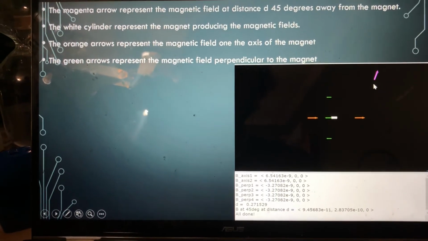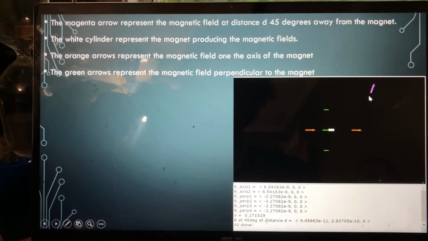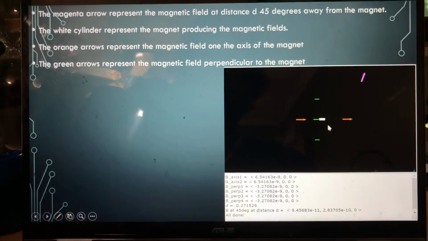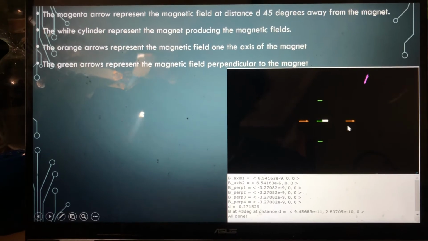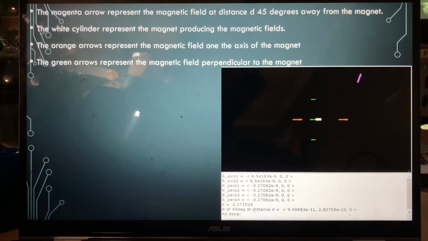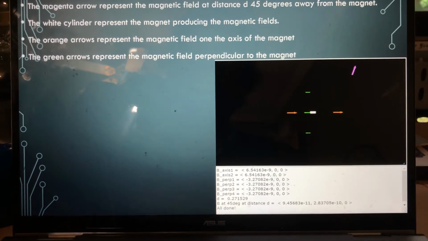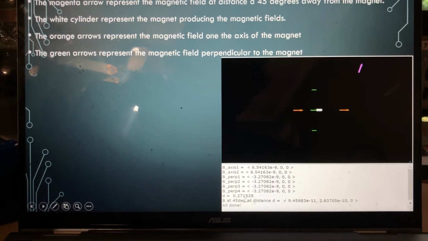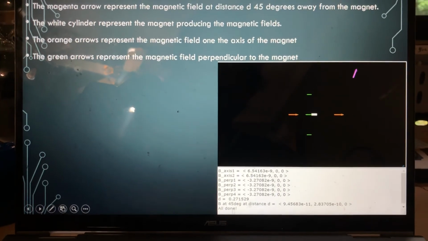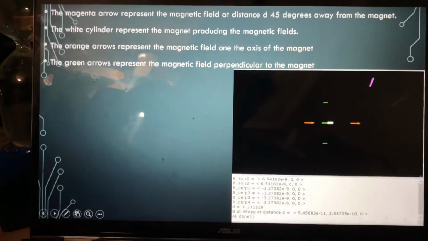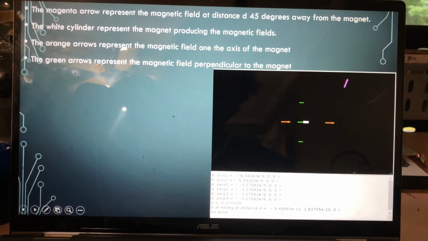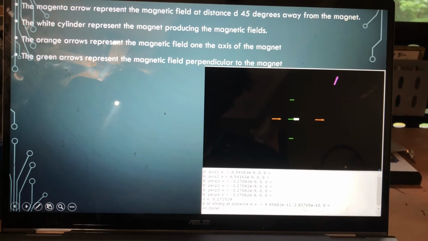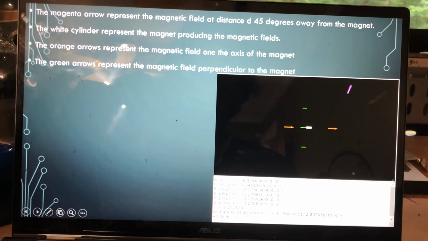The magenta arrow represents the magnetic field at a distance d, 45 degrees away from the magnet. The white cylinder represents the magnet producing the magnetic fields. The orange arrows represent the magnetic field on axis. And the green arrows represent the magnetic field perpendicular to the axis. As stated, d was equal to 2.15, and B at 45 degrees at distance d was 9.45 times 10 to the negative 11th by 2.83 times 10 to the negative 10th teslas.